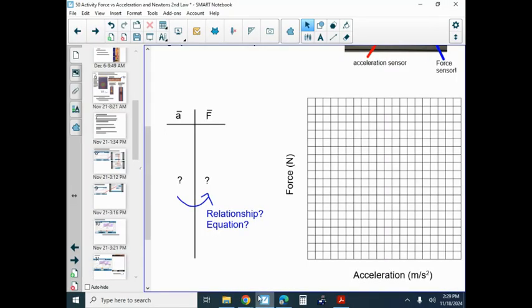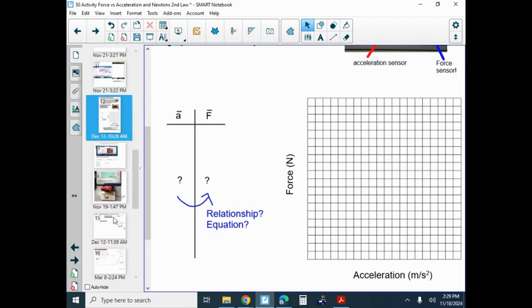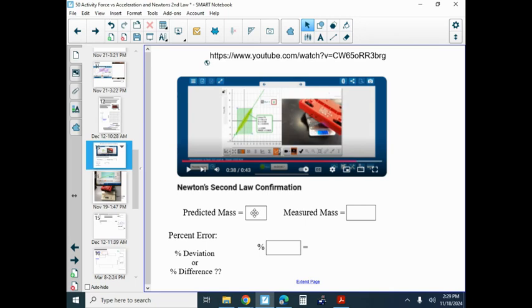If you do the error analysis on that, we have a predicted mass, based on the experiment slope of the relationship, of 739. Measured mass is the 755.7. Is this a percent deviation or a percent difference situation? Well, this is what it should be, right? And so we're looking at how much it deviated from what it should be, and so percent deviation would be the choice.